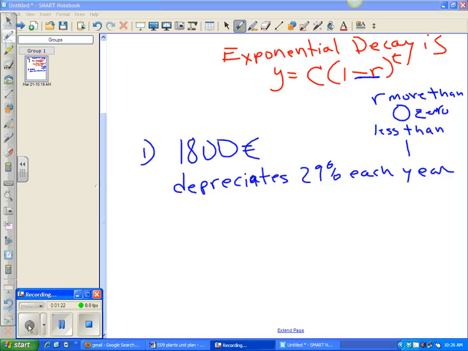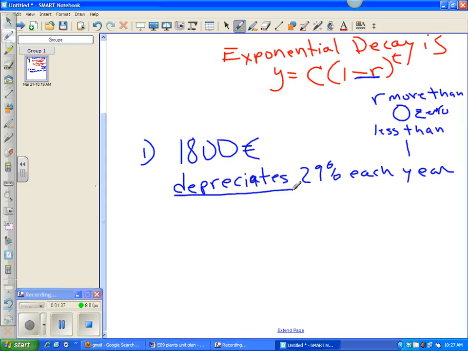Okay, so here's an example problem. Let's say I buy a computer, a bike, I don't know what it could be, but you paid 1,800 euros. It's a real expensive computer, by the way. And it depreciates. The word depreciate means it loses value, at a rate of 29% each year.